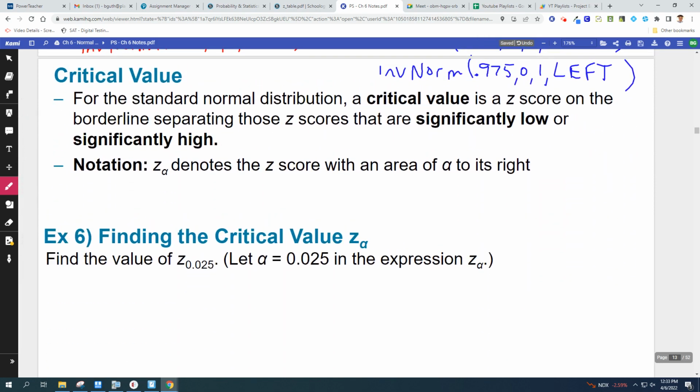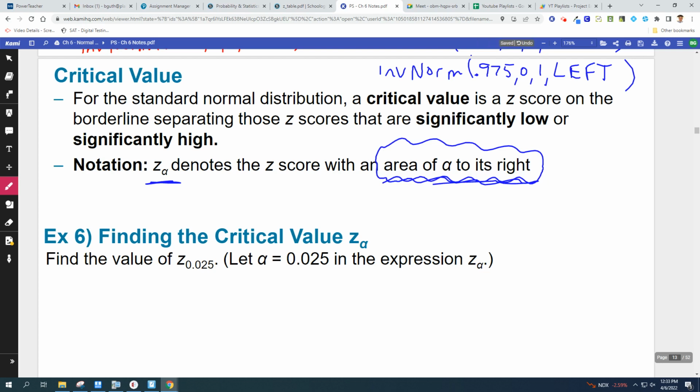Critical values. For the standard normal distribution, a critical value is a z-score on the borderline separating those z-scores that are significantly lower, significantly high. Notation, this thing right here, z alpha, is talking about the area to its right. That's going to be important. You probably need to highlight that somehow.